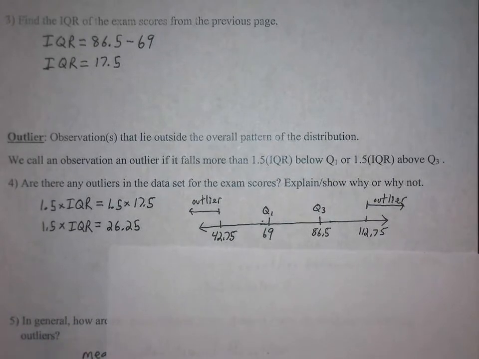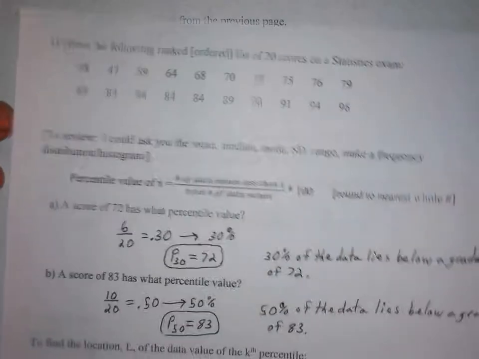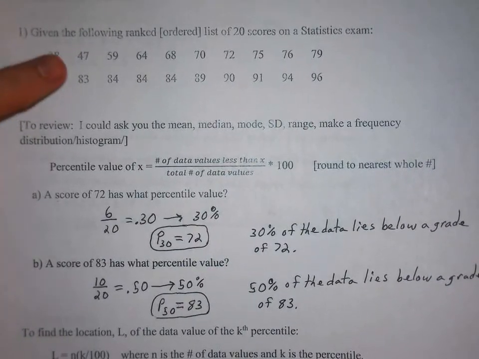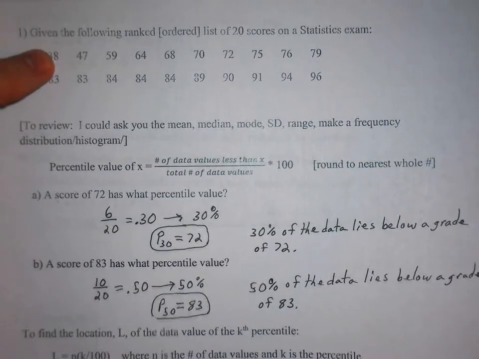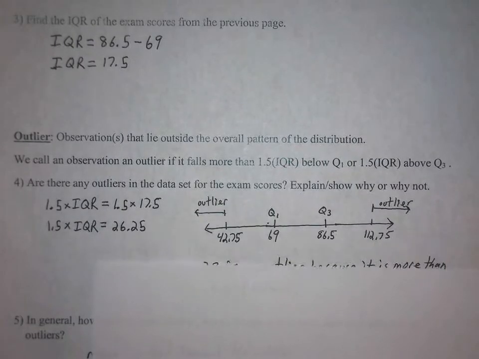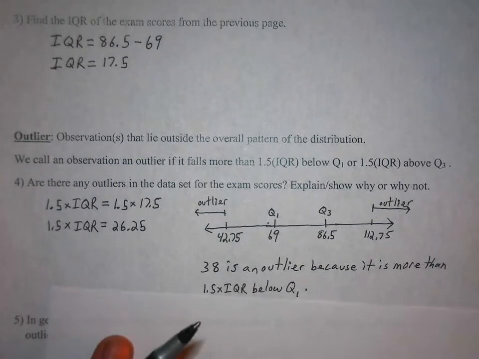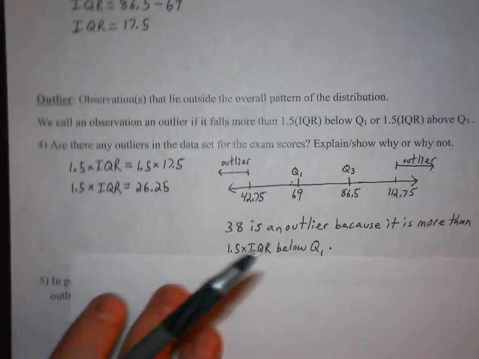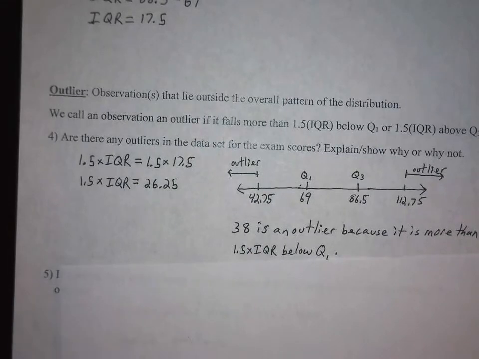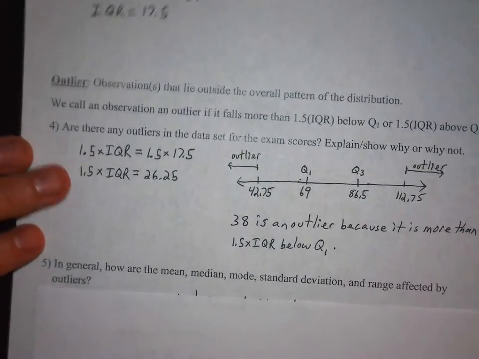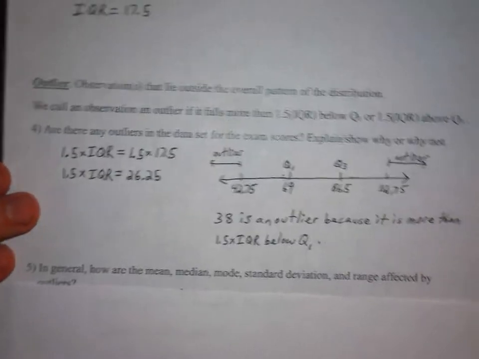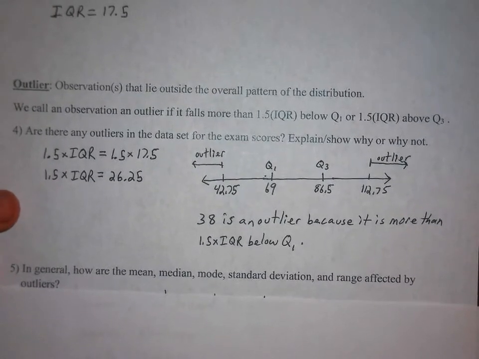Okay, so we can see in our data set here that a 38 is less than 42.75. So 38 is an outlier because it's more than 1.5 IQR below Q1. Okay, so that's where we really use the IQR to determine if we have an outlier.